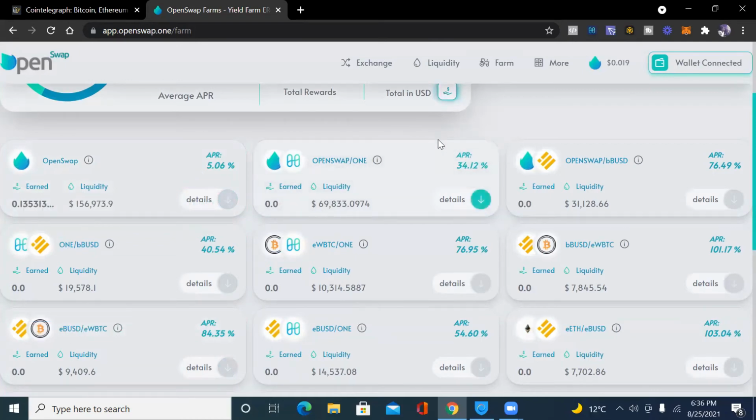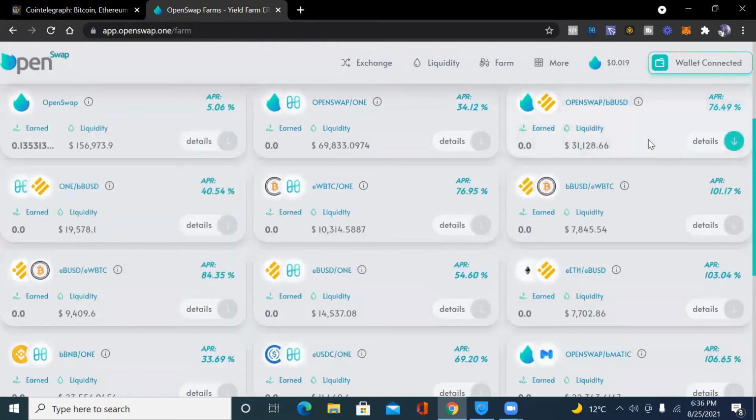So you've got the OpenSwap-ONE pool, which is at 69,000. Then you have OpenSwap-BUSD at 31,000. And it's giving you some good returns as well. That OpenSwap-ONE pool has an APR of 34%, and that OpenSwap-BUSD pool has an APR of 76%.